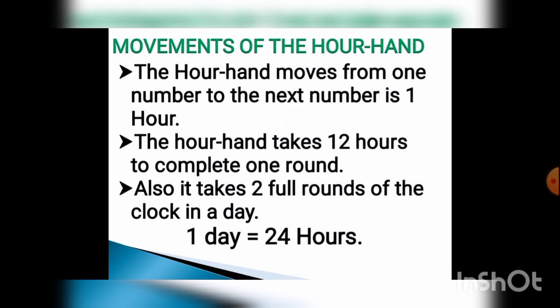Movement of the hour hand. The hour hand moves from one number to the next number in 1 hour. The hour hand takes 12 hours to complete one round. Also, it takes two full rounds of the clock in a day. So, we can say one day is equal to 24 hours.